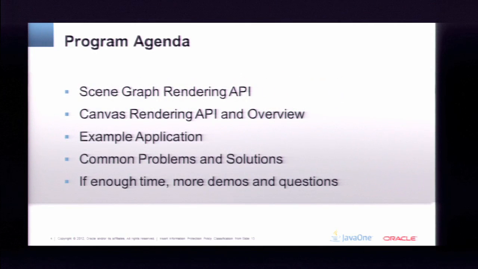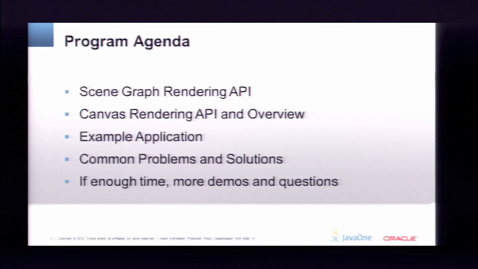So what we're going to talk about, we're going to put some context around Canvas and talk about the Scene Graph rendering API very briefly, and then go into an overview of the Canvas rendering API, kind of the ins and outs of what we did, and then go into some example applications, problems you may run into, solutions. And then if we have enough time, we can go through a ton of demos and answer questions.